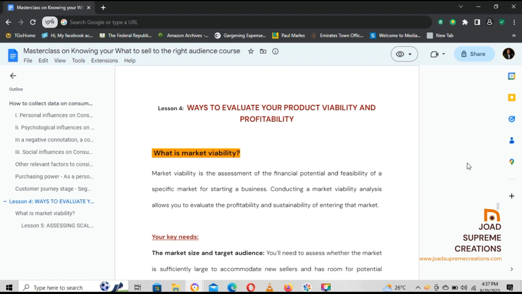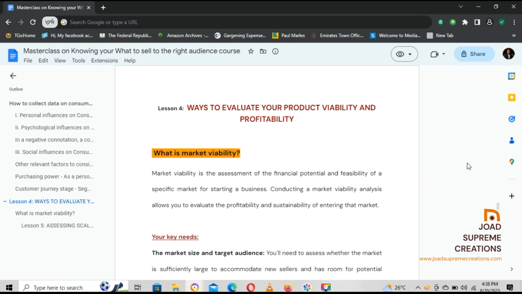Now, what is market viability? Market viability is the assessment of the financial potential and feasibility of a specific market for starting a business. Viability analysis allows you to evaluate the profitability and sustainability of entering that market. Like I said, you must know the market viability before entering into it. How successful will you be in this market?